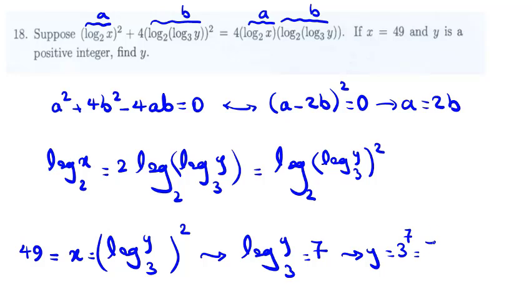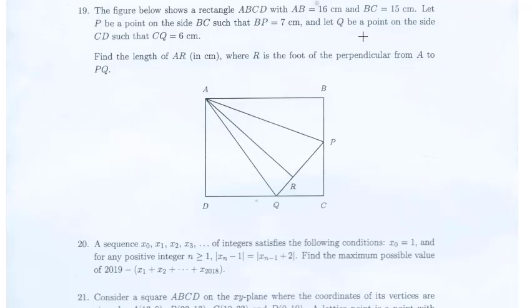3 to the power of 6 is 729, and times 3 it will be 2187. So the answer is equal to 2187.